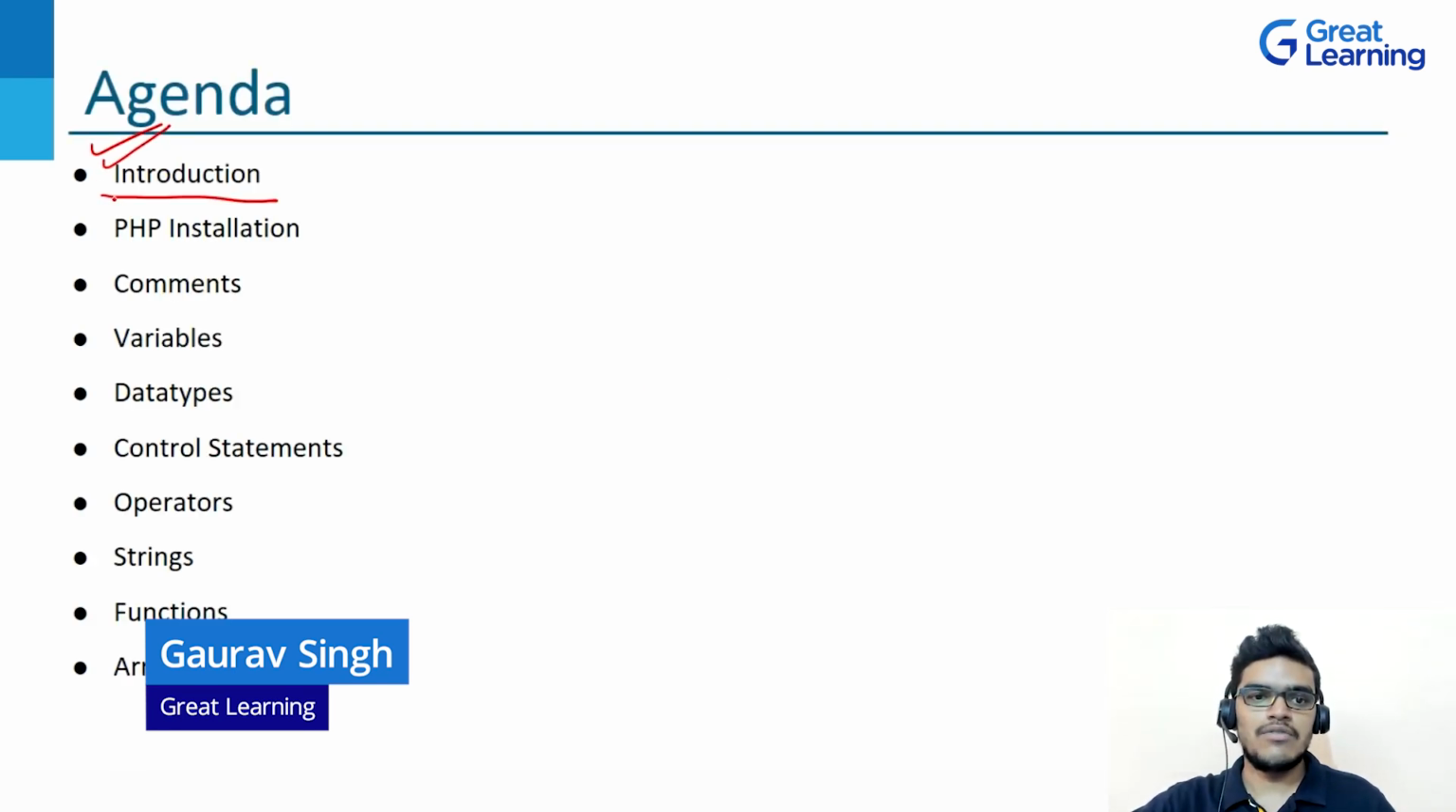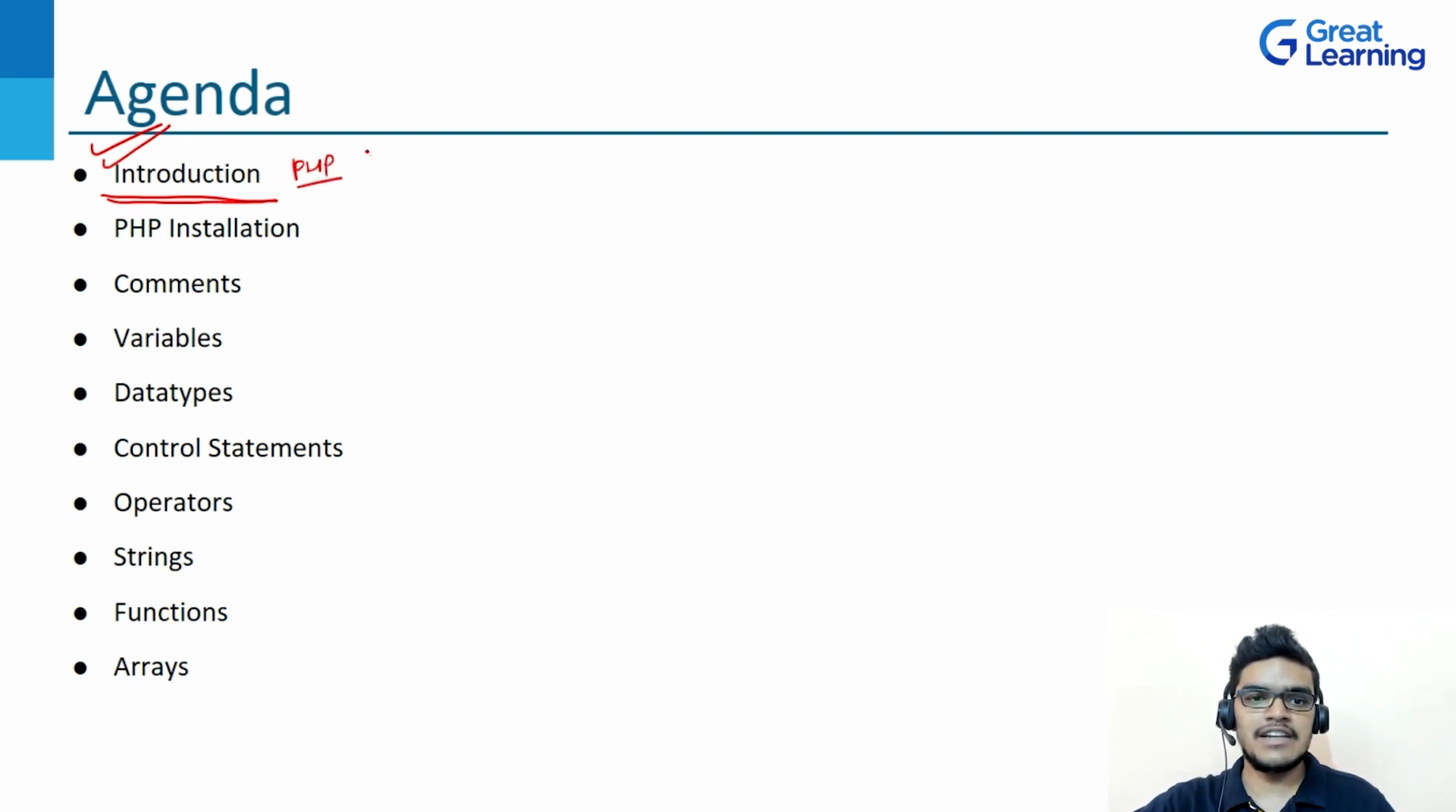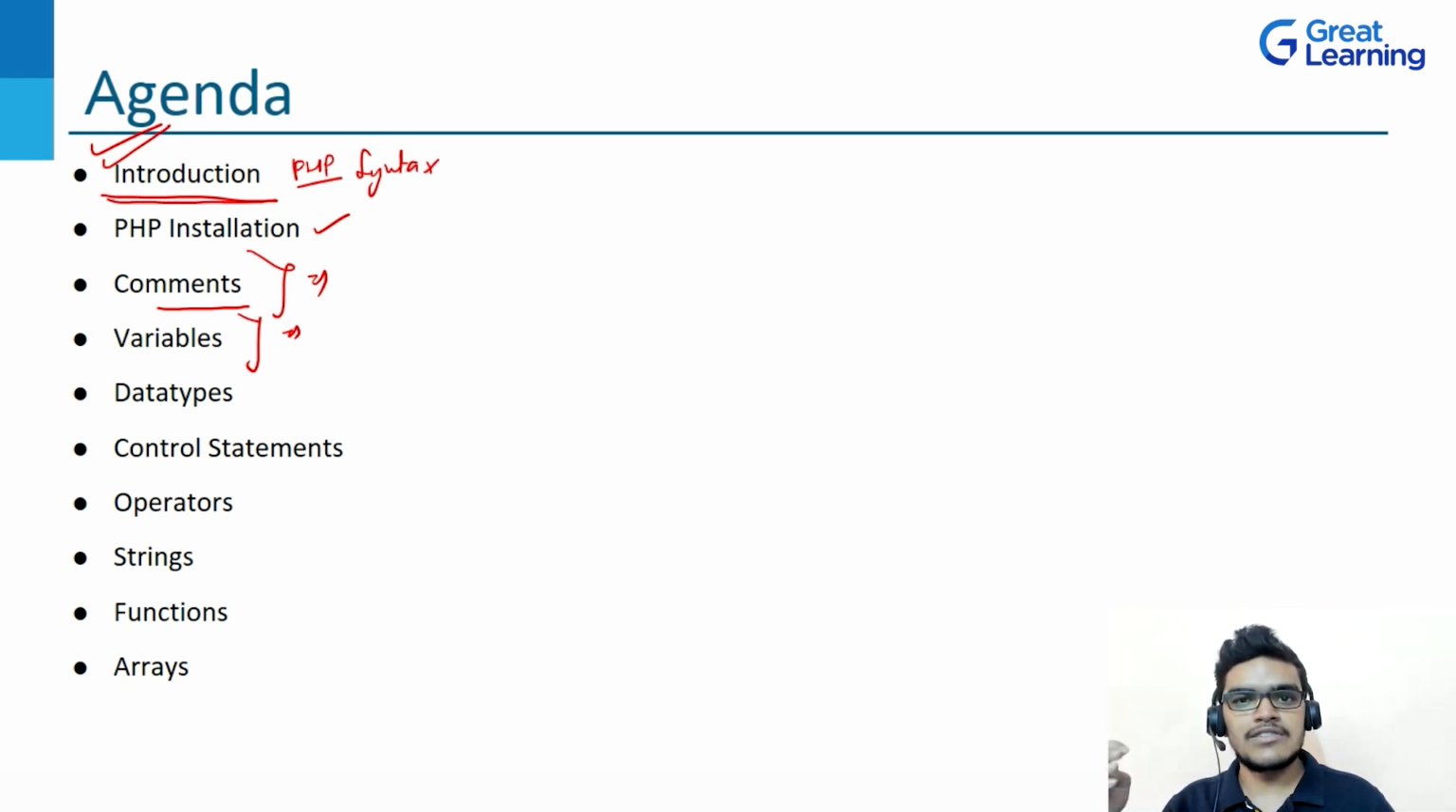Moving to the agenda, first we will be discussing what is PHP, its application, its syntax. Then we will see the installation of PHP. Moving further, we will be knowing about comments in PHP along with variables. And then we will see variable scope, that is global variable, static variable and local variable. Following that, we will also know the different data types in PHP along with control statements such as if, else, and then we will see loops such as while and for.